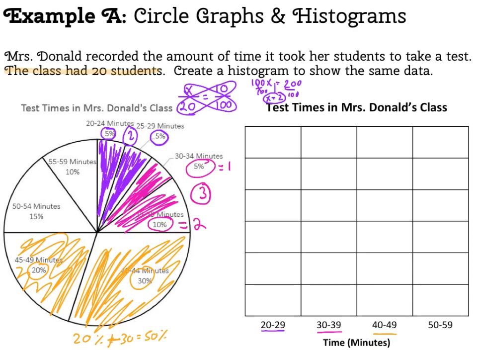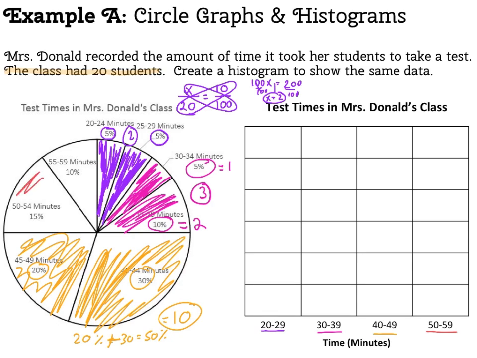So now we know that 50% is going to be half. What's half of 20? That's going to be 10. So again, we didn't need to use a proportion. We could just use some of the information that we already know and our background knowledge to figure out that answer. So now we're at the last column here, and it's our 50 to 59 range.